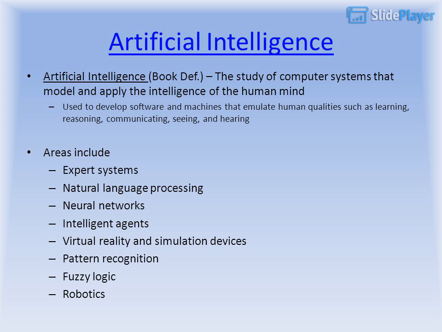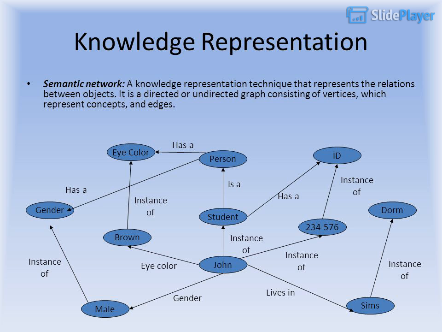Areas include expert systems, natural language processing, neural networks, intelligent agents, virtual reality and simulation devices, pattern recognition, fuzzy logic, robotics, knowledge representation. Semantic network, a knowledge representation technique that represents the relations between objects. It is a directed or undirected graph consisting of vertices, which represent concepts, and edges.